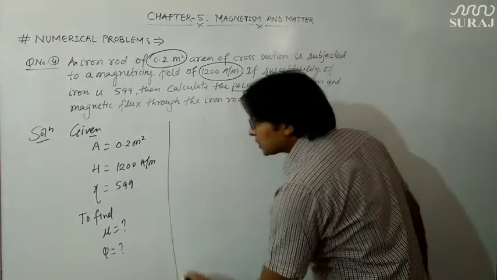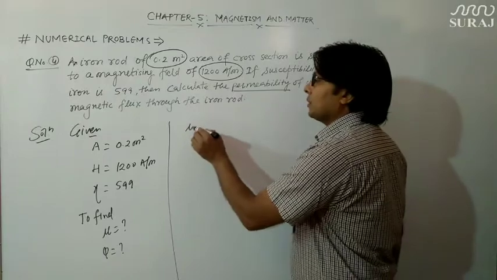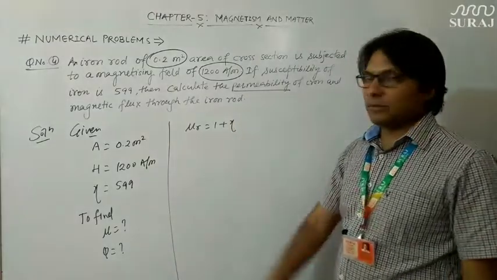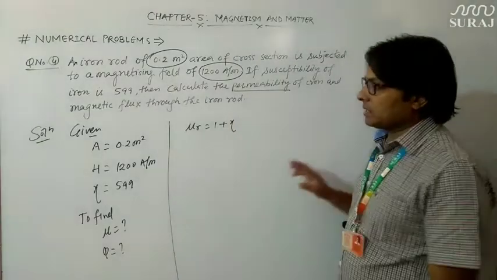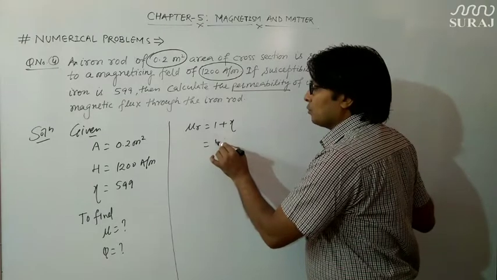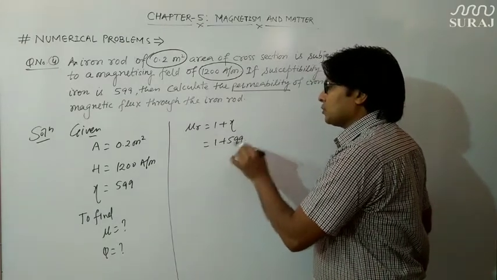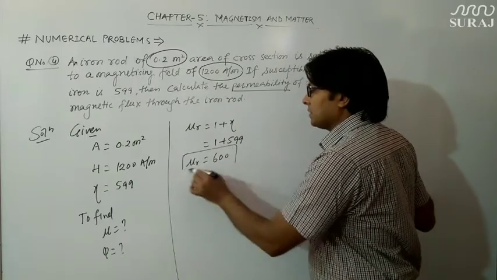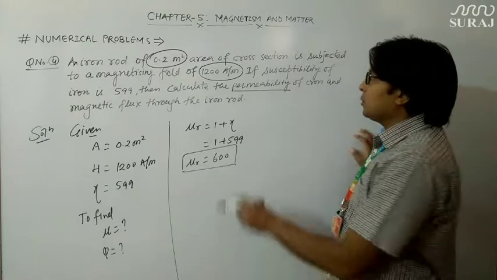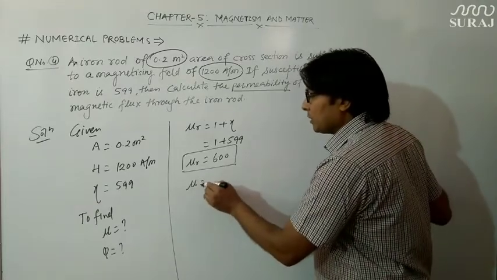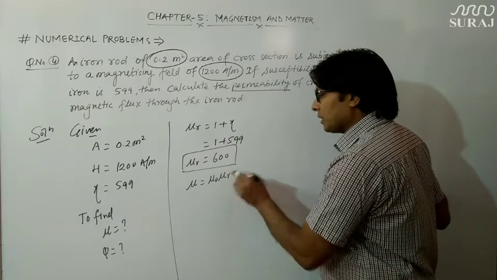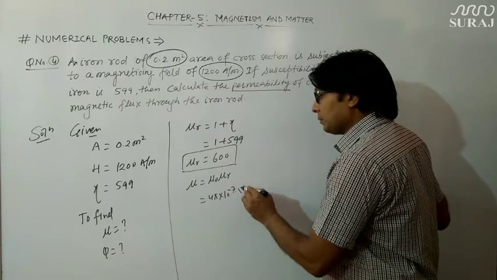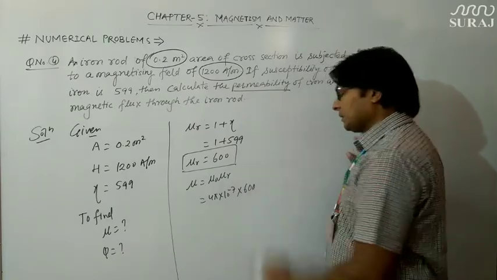So first we will calculate mu r using the relation 1 plus Xi. Mu r is equals to 1 plus Xi. This relation we have derived. So Xi is given as 599. So 1 plus 599, it comes out to be 600. So the relative permeability of iron is 600, although it has not been asked, but to calculate the permeability, that is mu, we will use mu 0 into mu r. So mu 0 we know, 4 pi into 10 minus 7, and mu r has been given as 600.